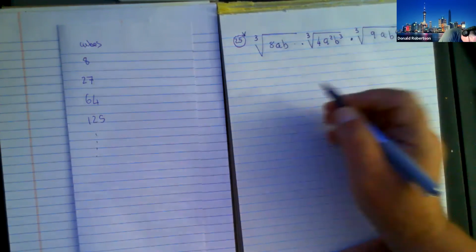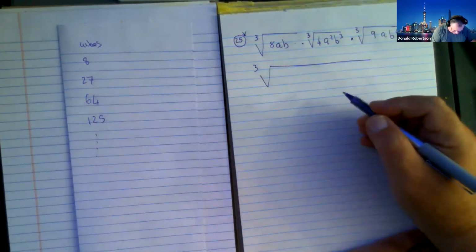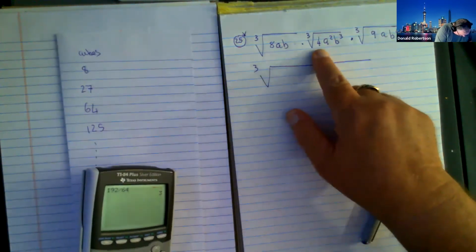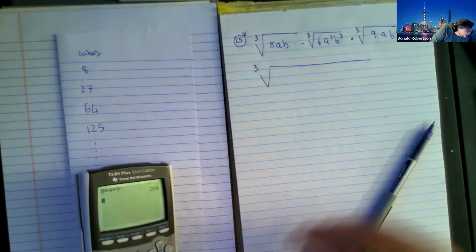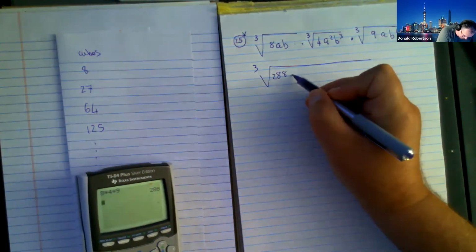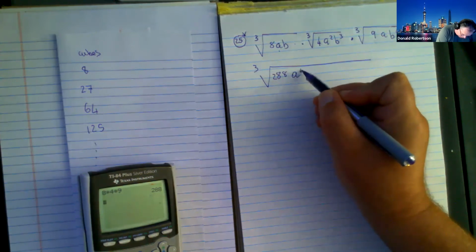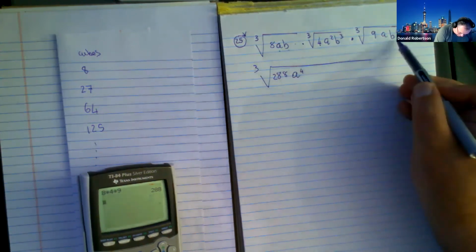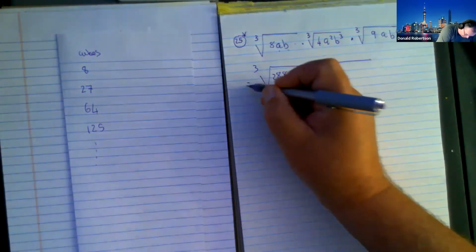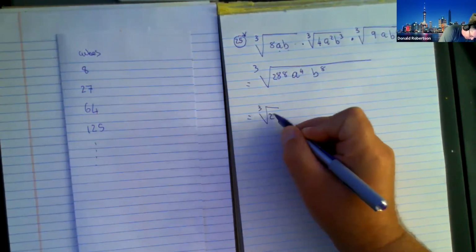Now, as a single cube root, that's going to be a lot of work. So here goes. 8 times 4 times 9 gets me 288. There's an a times an a squared times another a, so I believe that's a to the 4. There is a b cubed and a b to the 4, which I believe is b to the 8. So that's what we've got. Now I'm going to split it into the cube root of each component part.